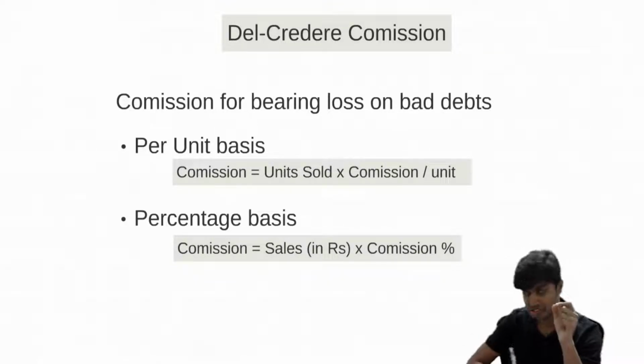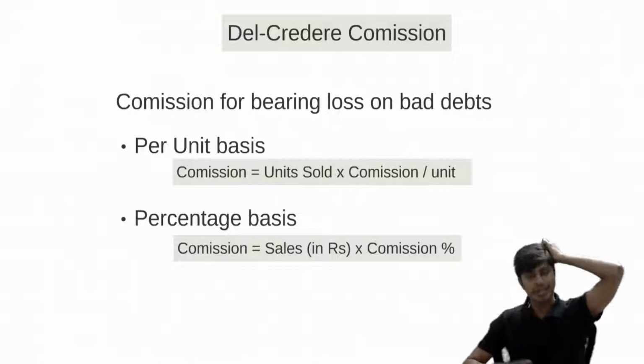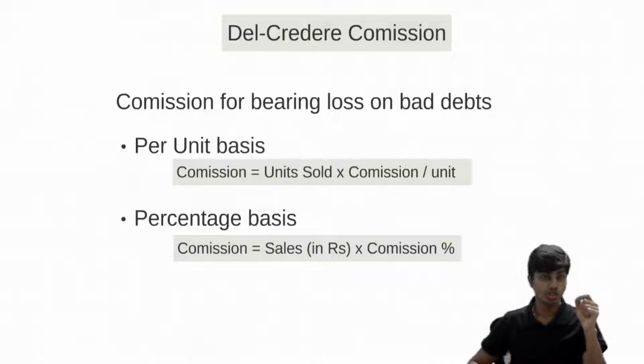Should del credere commission be computed on total sales, credit sales, or cash sales? Let me repeat my question. Del credere commission, should it be computed on total sales? Should it be computed on credit sales? Should it be computed on cash sales? Think.